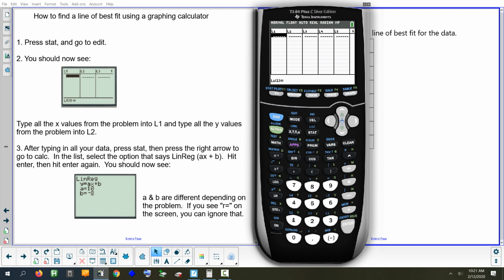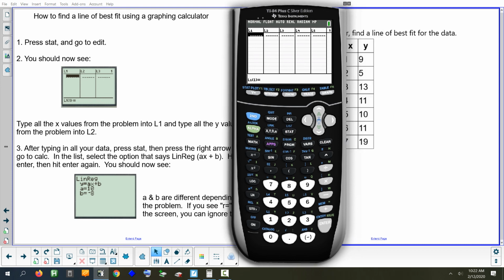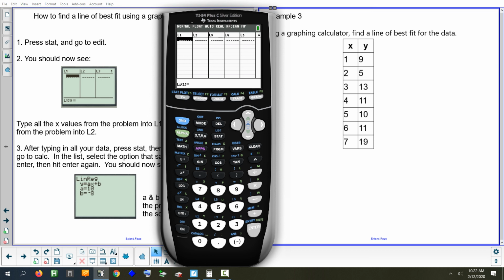Okay. Now, the next step. It says type the X values from the problem, which are hidden under the calculator. I'll show you in a second. Type the X values into L1. L1 just means it's the first column, first list. L2 is the second list. So watch how I do it. Type the X values in: you type the number, and then you hit enter, and it moves you to the next line.